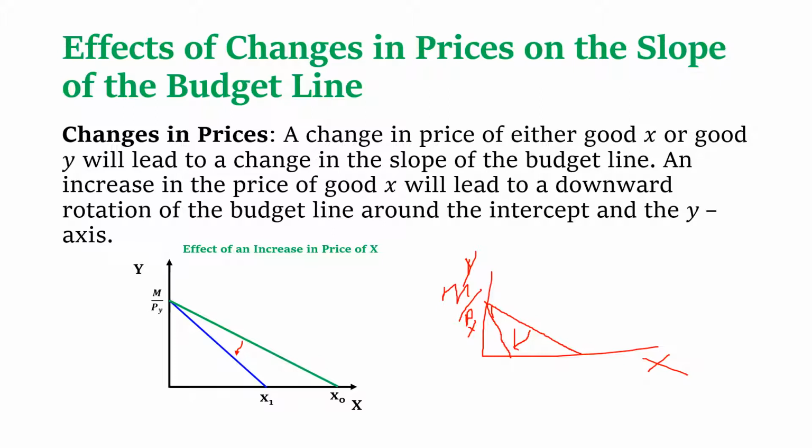Okay? So this budget line is going to pivot outwards. In other words, it rotates outwards for a falling price, and then it's going to pivot inwards or rotate inwards for an increasing price. Please don't mix this up. When the price increases, the budget line rotates inwards. When the price falls, the budget line rotates outwards. Is that clear? All right, let's move on.